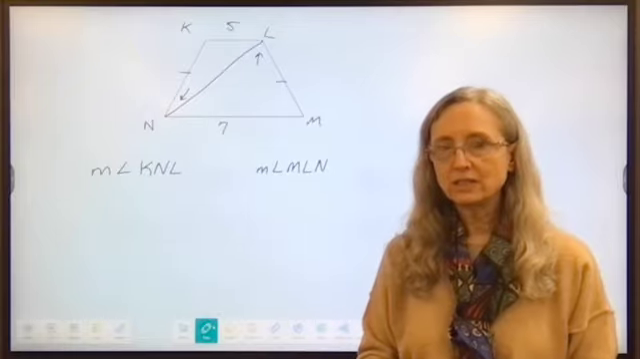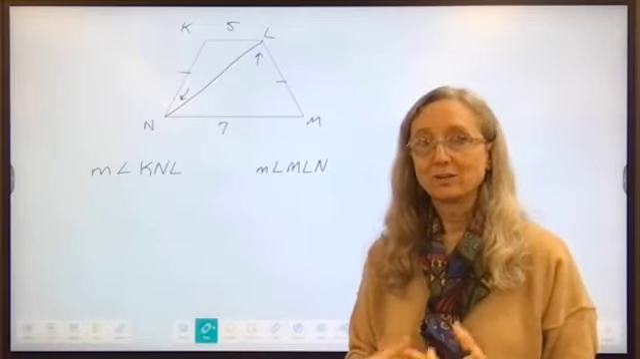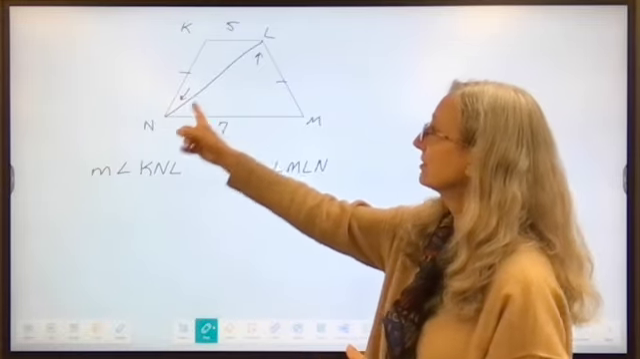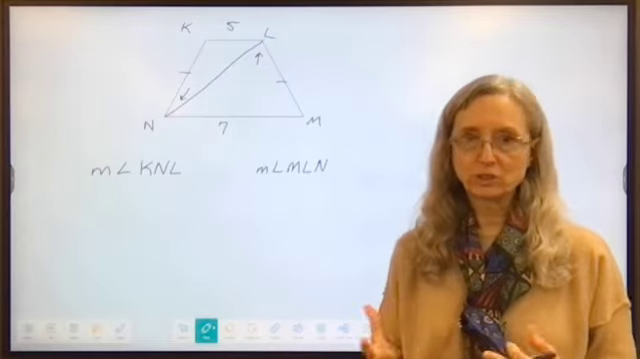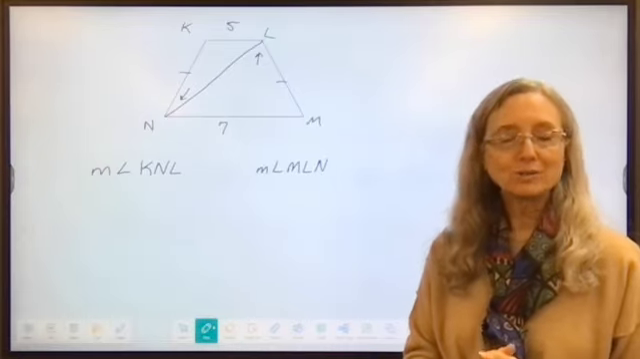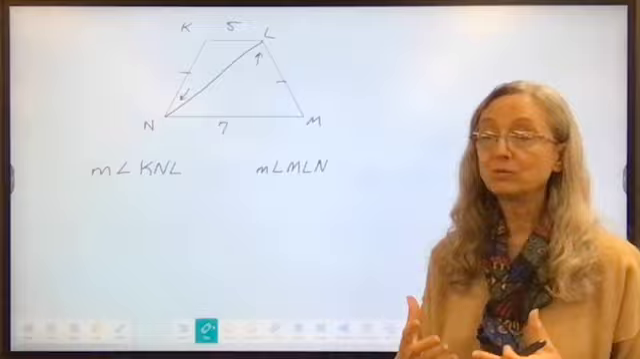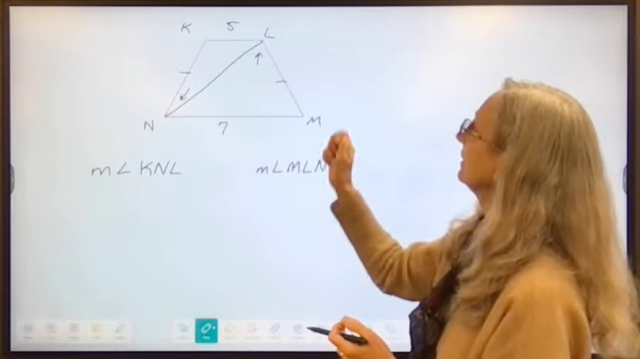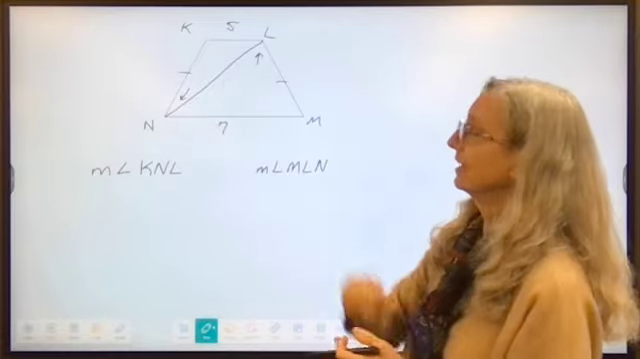And I'm telling you the hinge theorem applies. The reason the hinge theorem applies is because both of those angles share the side NL here, which is congruent to itself. So the second side is congruent. I have two congruent sides, KN and NL, ML and NL.